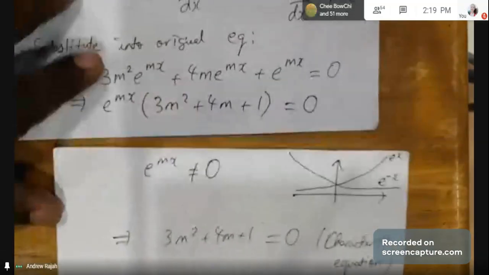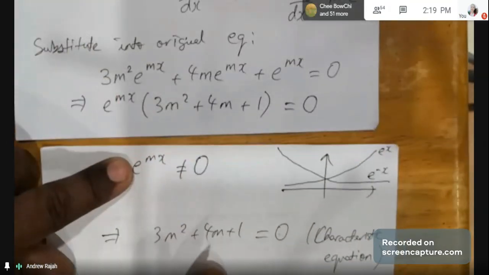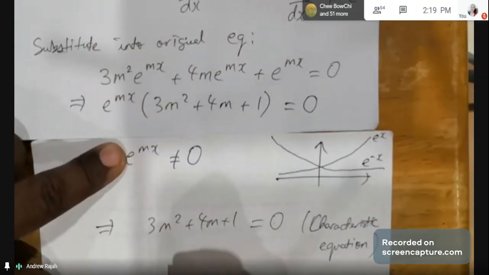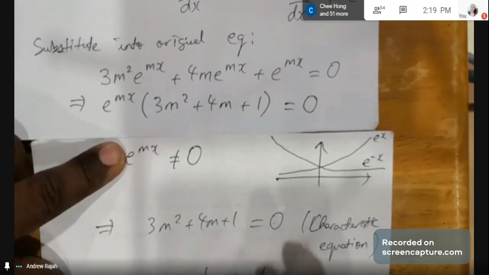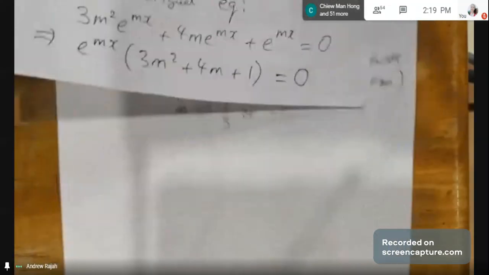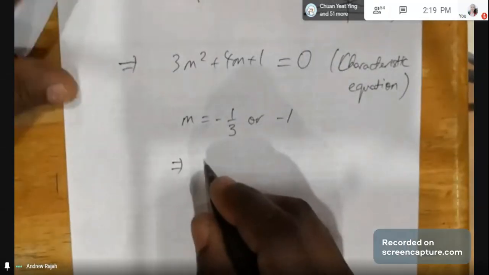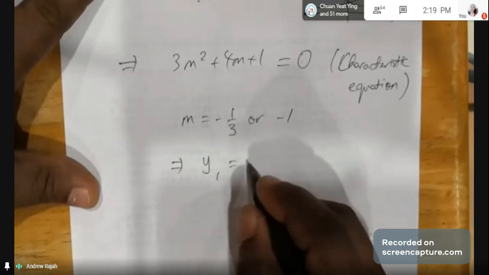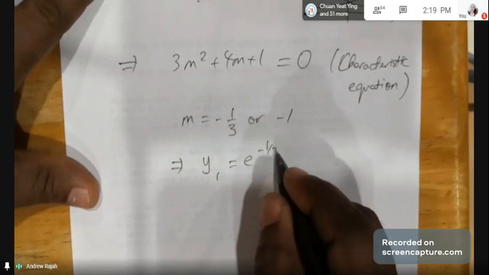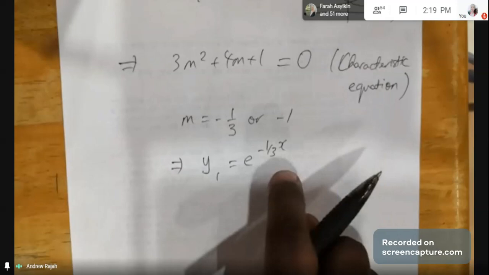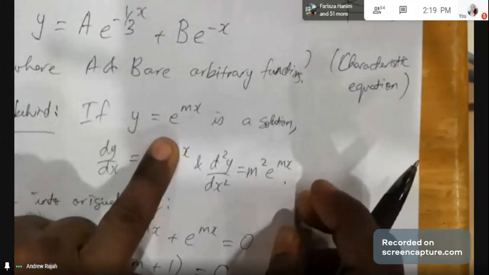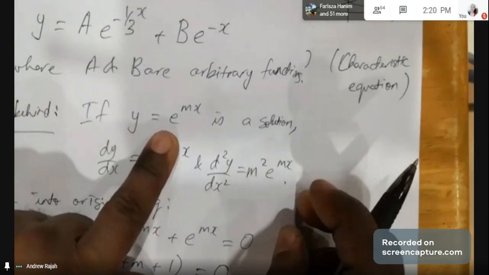Okay, skipping all this working and going straight to the characteristic equation. So when you solve this, this implies y1 equals e to the power of negative 1 over 3 x. Where you get this is from here: y equals e to the power of mx.